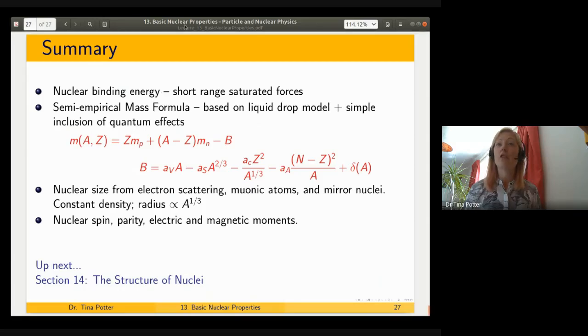We'll have a look at the structure of nuclei next, and having a look at the nuclear shell model. See you then. Bye bye.